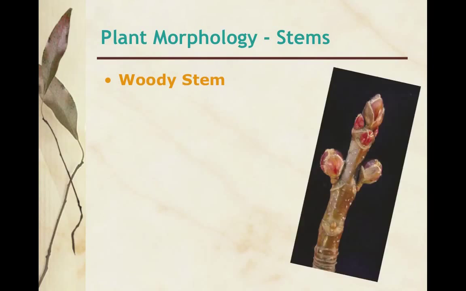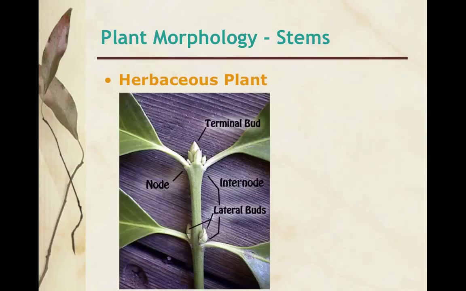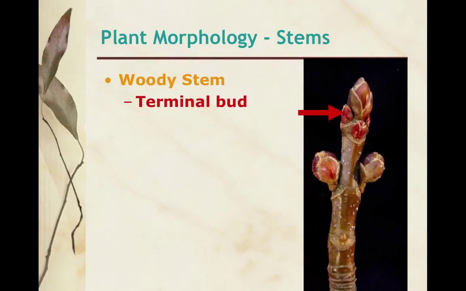Now let's look at their stems, okay? You can have a herbaceous plant stem that's all green, or you can have a woody stem that's got wood in it. And that's the terminal bud at the top. Okay, and then it has the axillary buds on the side.